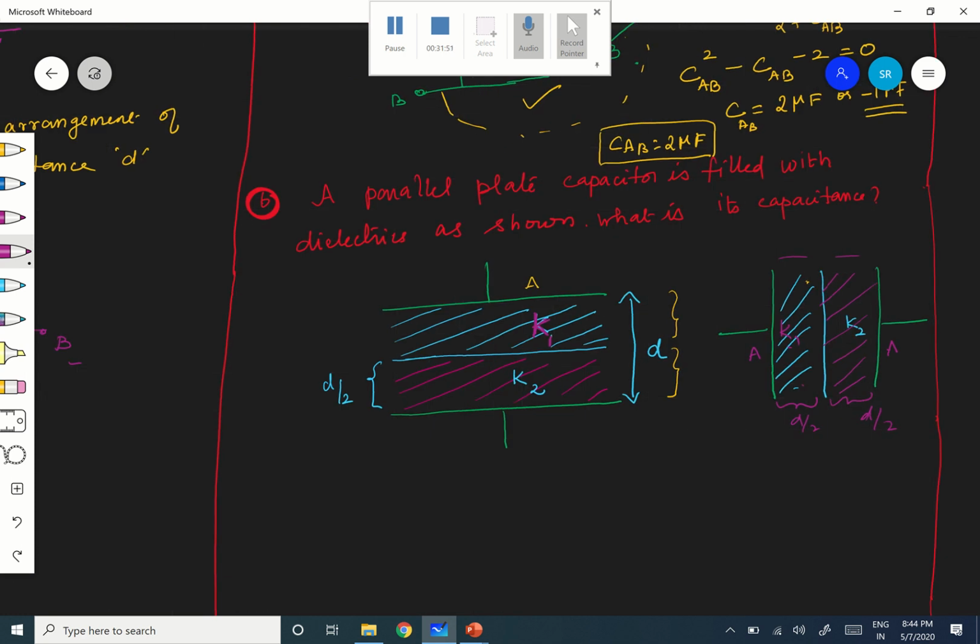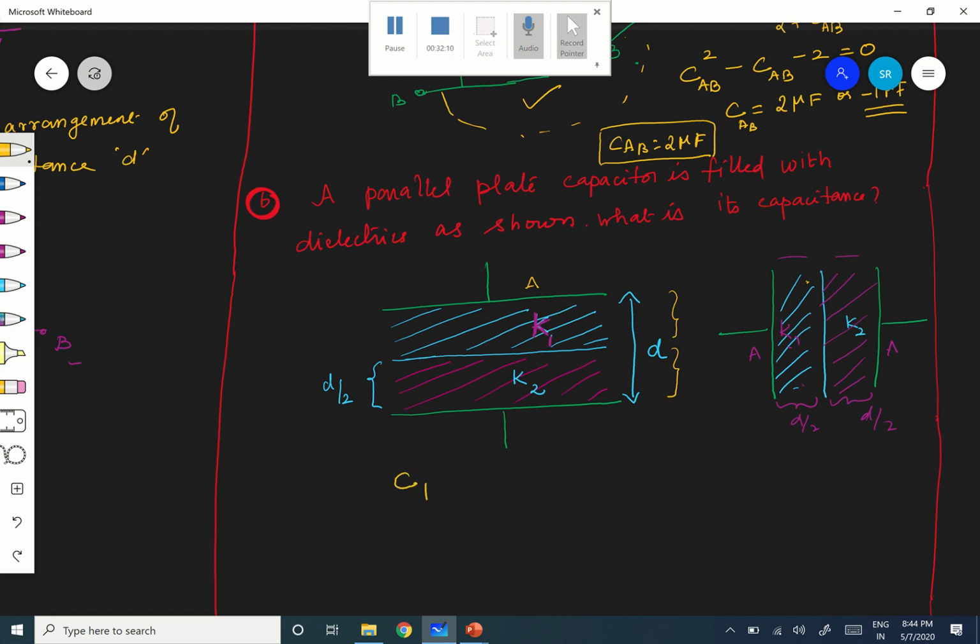Therefore, how to find out the equivalent capacitance? 1 by Cs is equal to 1 by C1 plus 1 by C2. What is C1 here?